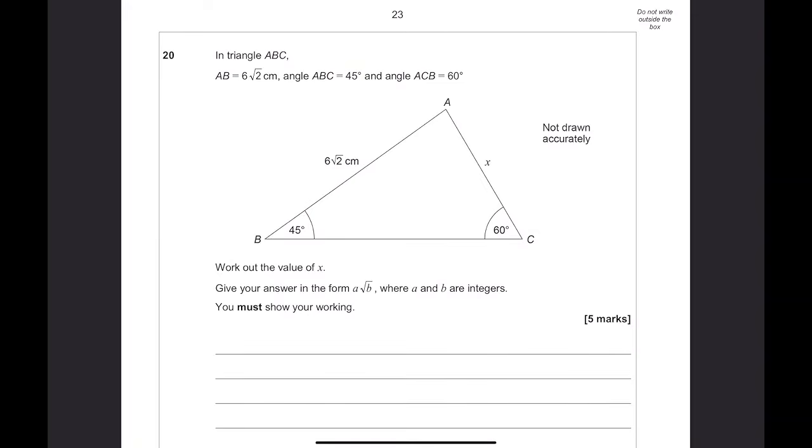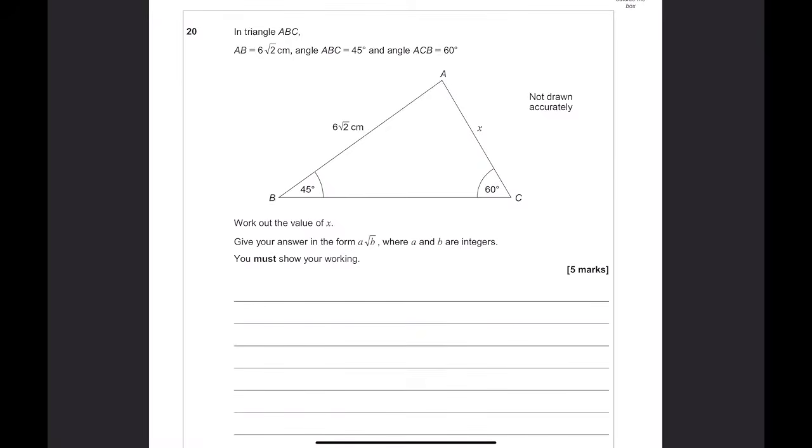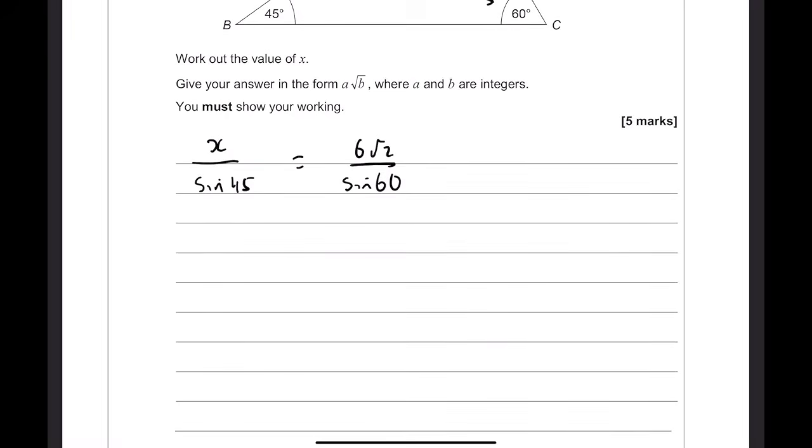And then on to our final question, question 20. Again, if you're doing a high level at normal GCSE, then this shouldn't be a problem because this is just the sine rule. So as you can see, we have a complete pair of angles and sides, so we can use the sine rule for this one. So x over sine 45 equals 6 root 2 over sine 60. The tricky part about this is a non-calculator paper, so you need to know your exact trig values as well.